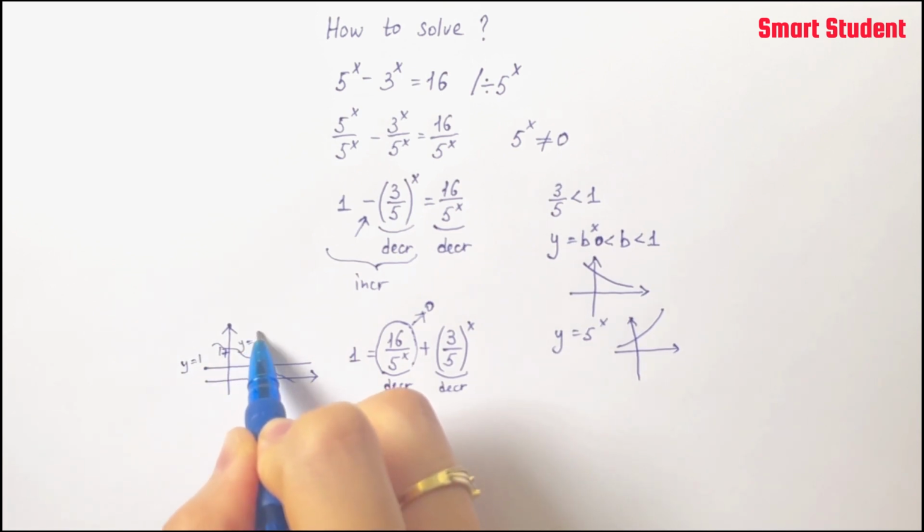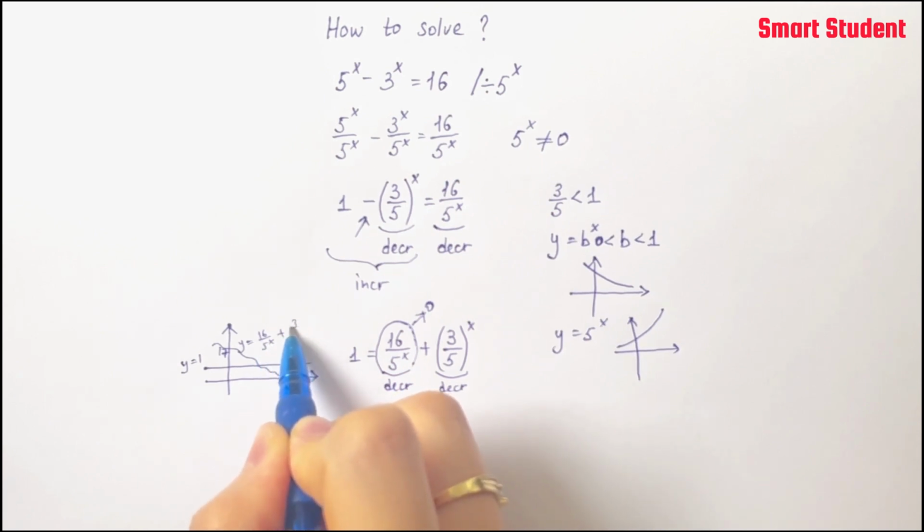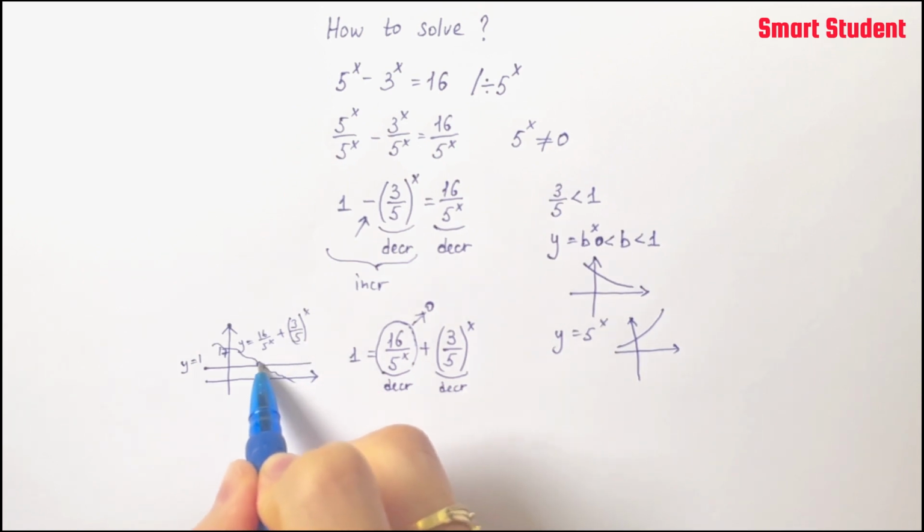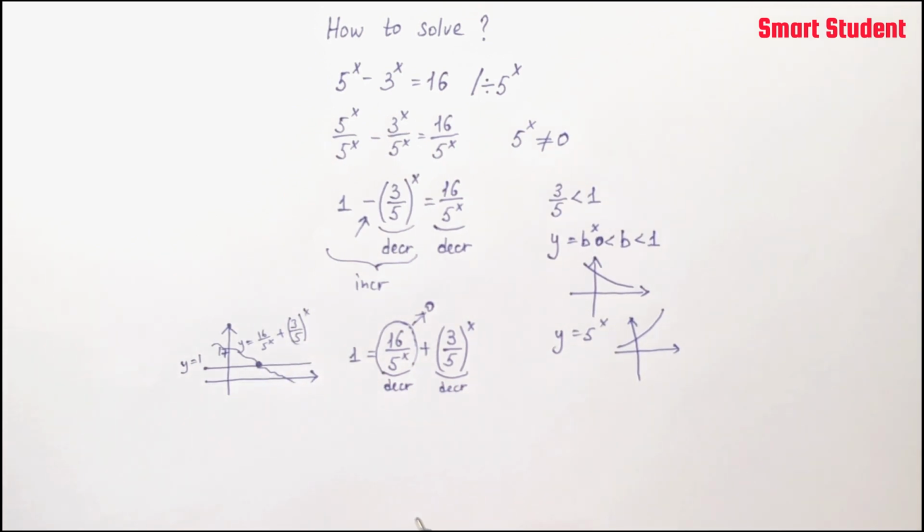This is y equals 1, and this is y equals 3 over 5 to the power x plus 16 over 5 to the power x. And they will intersect at one point only. So now, that means there is only one solution to this problem.